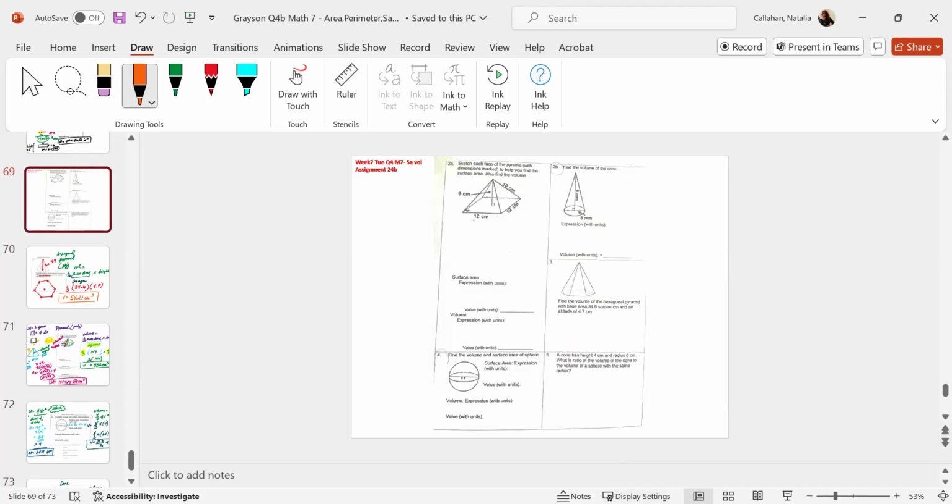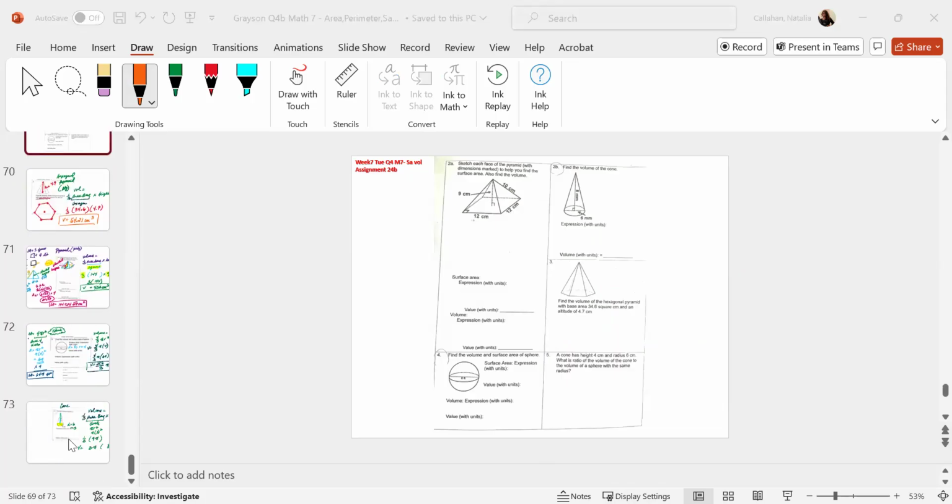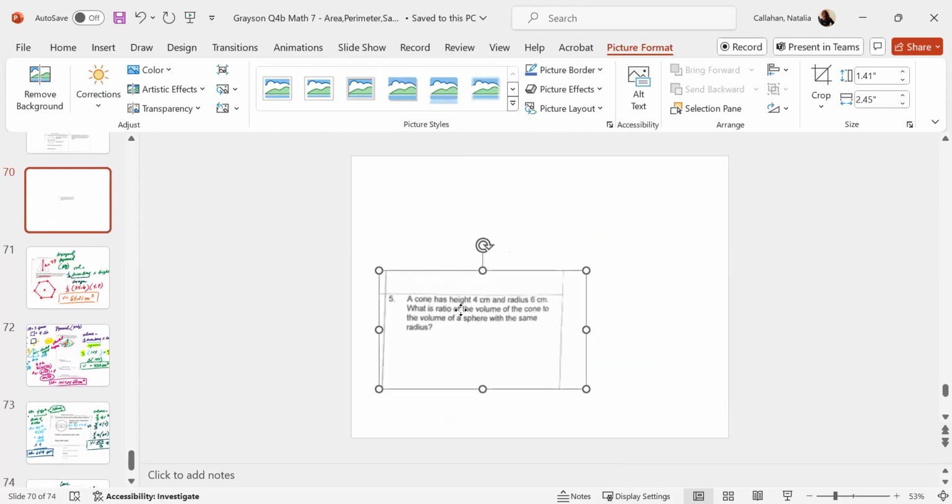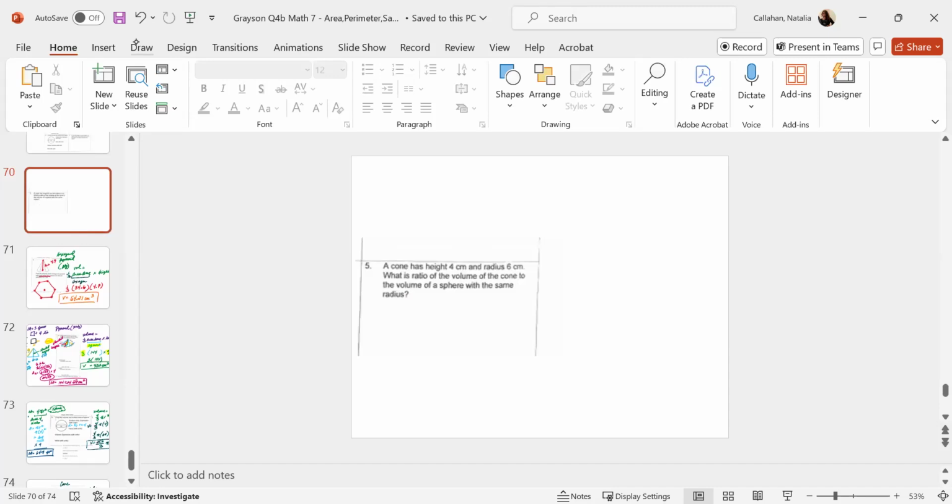All right, last one. Read the question. A cone has a height of 4 centimeters and a radius of 6 centimeters. What is the ratio of the volume of the cone to the volume of a sphere with the same radius? Draw the picture.